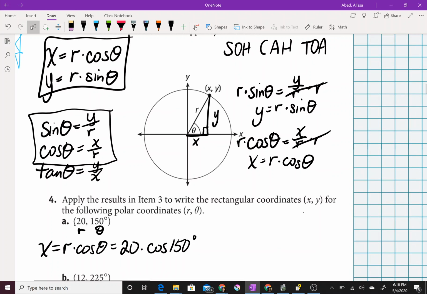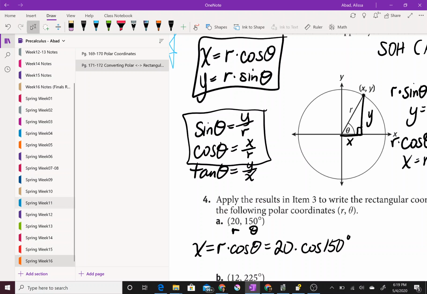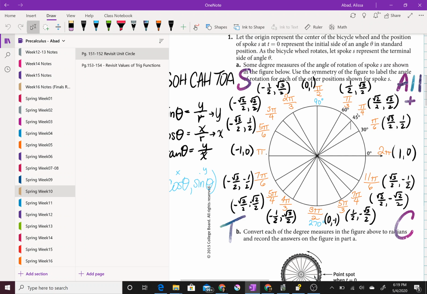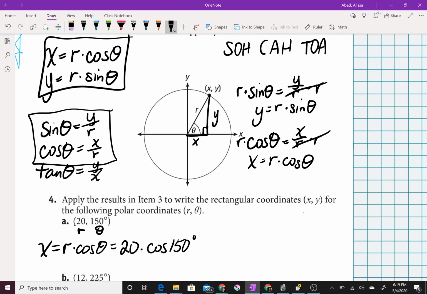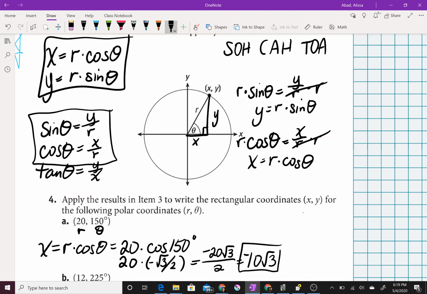So 20, and cosine of 150, let's look back at our unit circle for that, just to double check. Going to 150 degrees, that's at 5 pi over 6 radians, and cosine is the x coordinate, and that's negative square root of 3 over 2. So I have 20 times negative square root of 3 over 2. That means I have negative 20 square root of 3 over 2, and that simplifies to negative 10 square root of 3. So that's my x-coordinate.